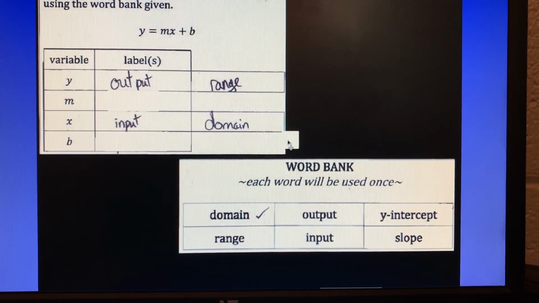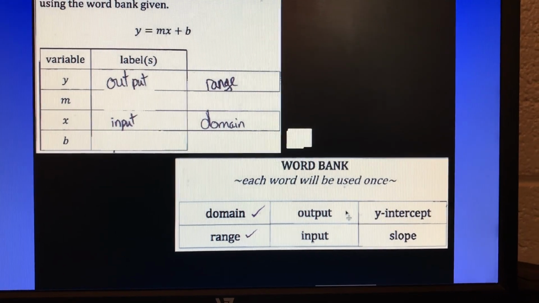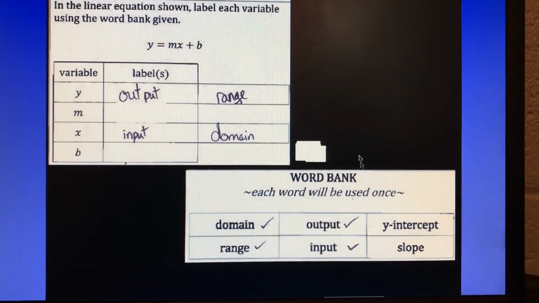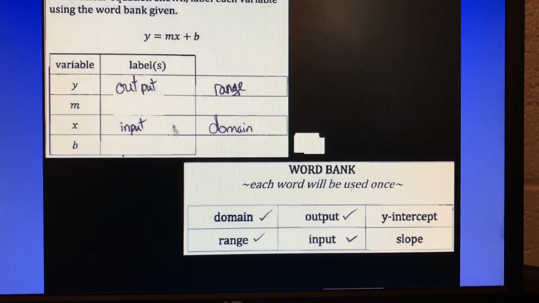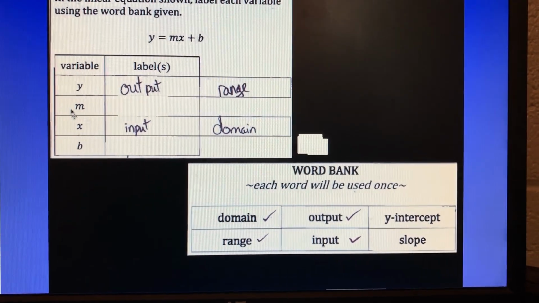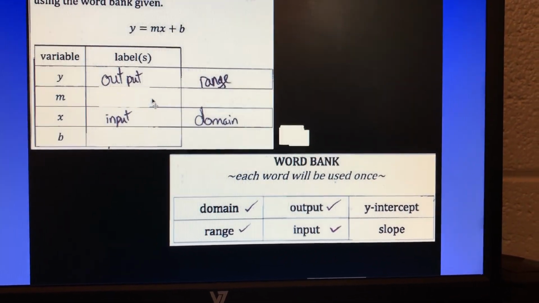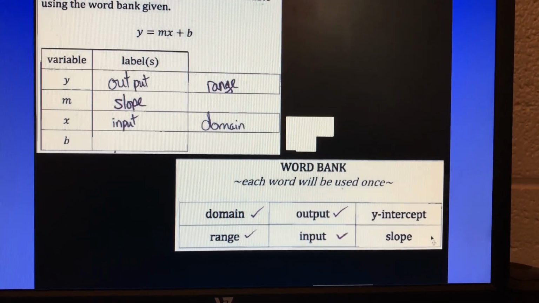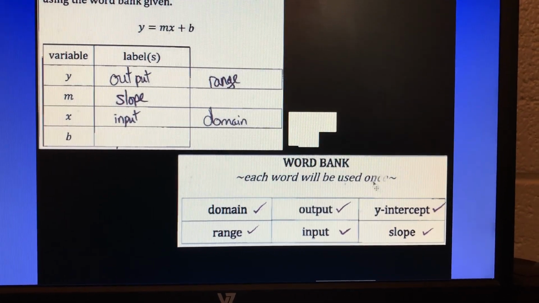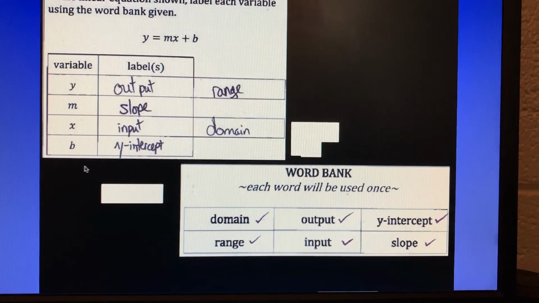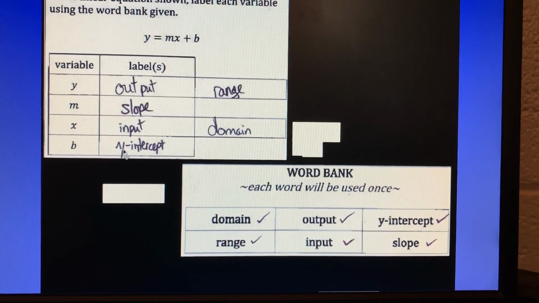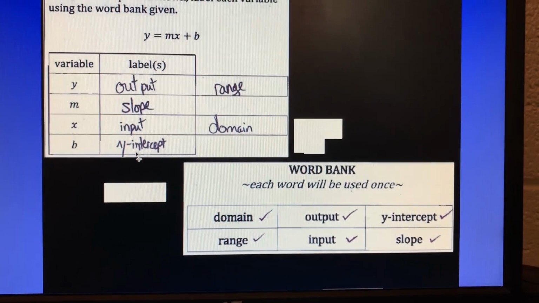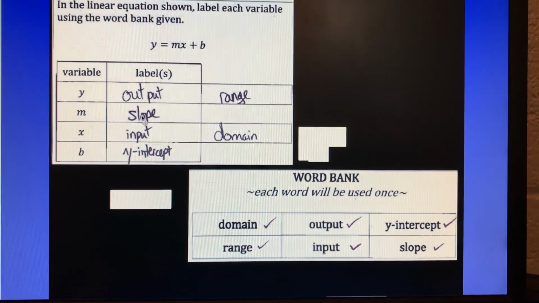And so now we can check off, anytime it gives you a word bank, make sure you're checking off the ones that you use. So now, what do you think? A 50-50 shot. You're going to say one of these is going to be slope and one of them is going to be your y-intercept. So hopefully from last year you can remember that m is going to be your slope, and last but not least, your y-intercept is going to be b. Again, that's the point where the graph hits the y-axis, okay? And that slope is going to be the steepness of your function.